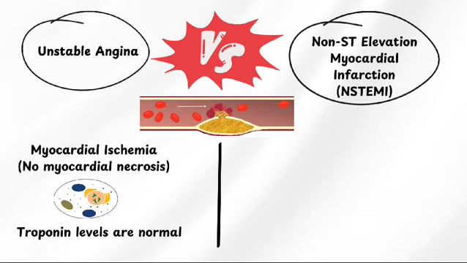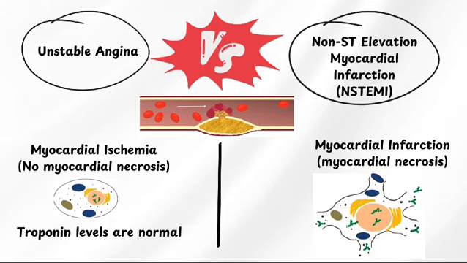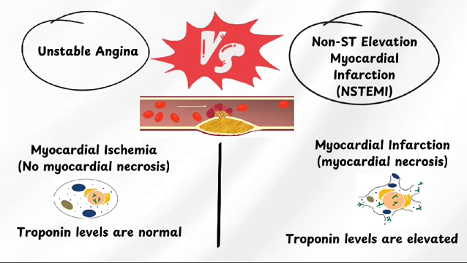Since it causes myocardial ischemia and there is no cell death, the level of biomarkers such as troponin will be normal. However, in non-STEMI, the partial occlusion is severe enough to cause myocardial infarction and damage a portion of the heart muscle, but not the entire thickness of the myocardial wall. Because of the myocardial necrosis, troponin will leak into the circulation and troponin levels will rise.